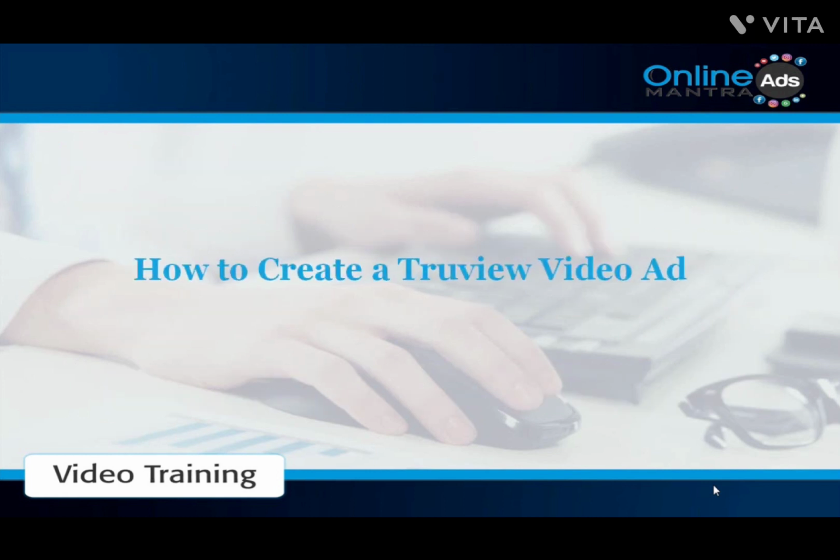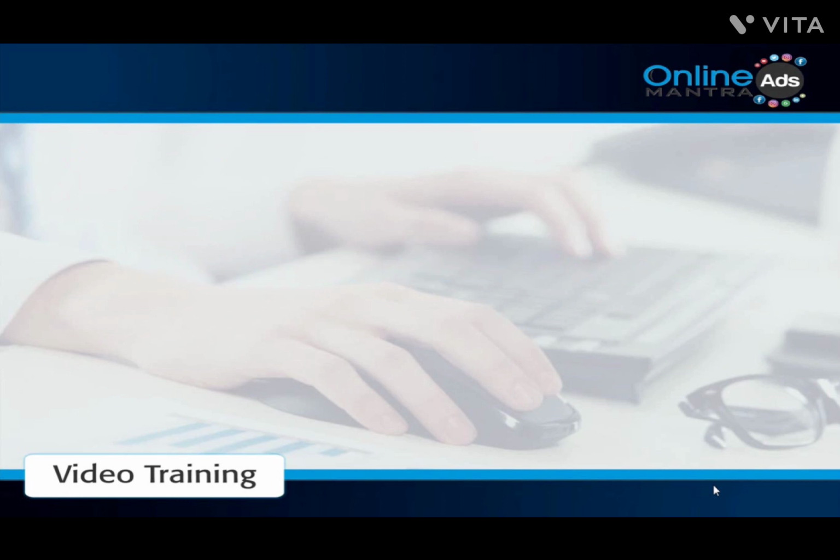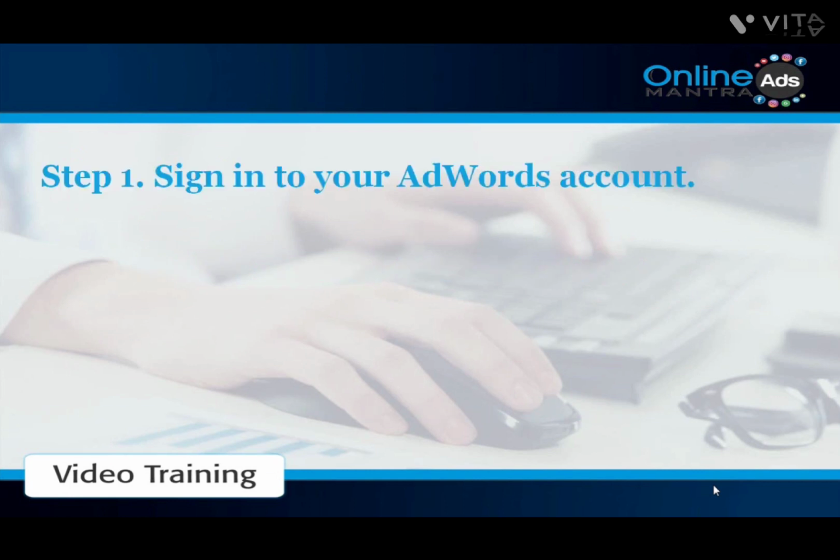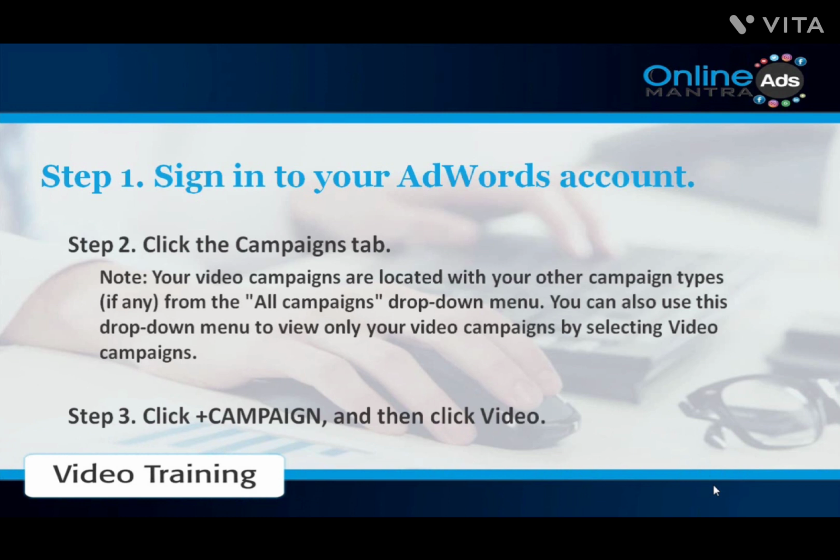How to create a TrueView video ad. Step 1. Sign into your AdWords account. Step 2. Click the Campaigns tab. Note, your video campaigns are located with your other campaign types, if any, from the All Campaigns drop-down menu. You can also use this drop-down menu to view only your video campaigns by selecting Video Campaigns. Step 3.